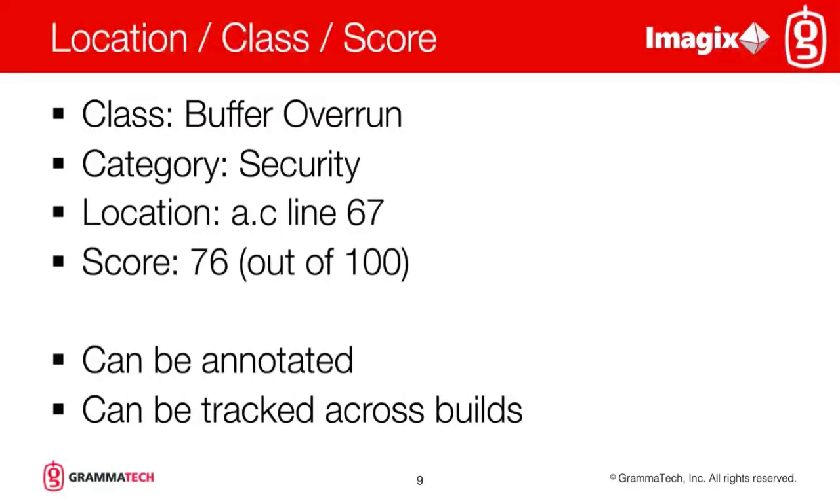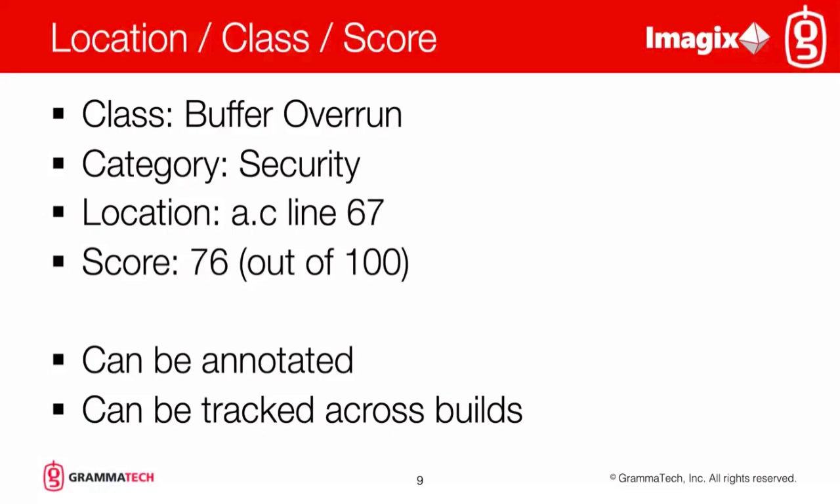So from a location, class, score perspective, every warning that you see in your source code has a class. An example of a class could be a buffer overrun. In other words, there is an area of memory allocated to do something in. Maybe it's a chessboard, and the chessboard has 64 squares, and maybe you read or write outside of those 64 squares, right? So that's typically a security issue. That warning will have a location, right? It will be in a file on a line, and it will have a score.